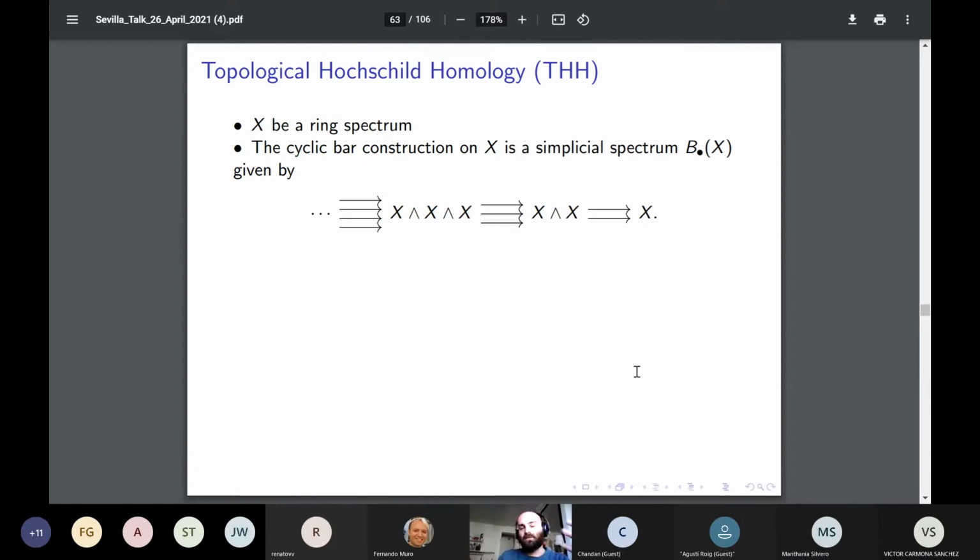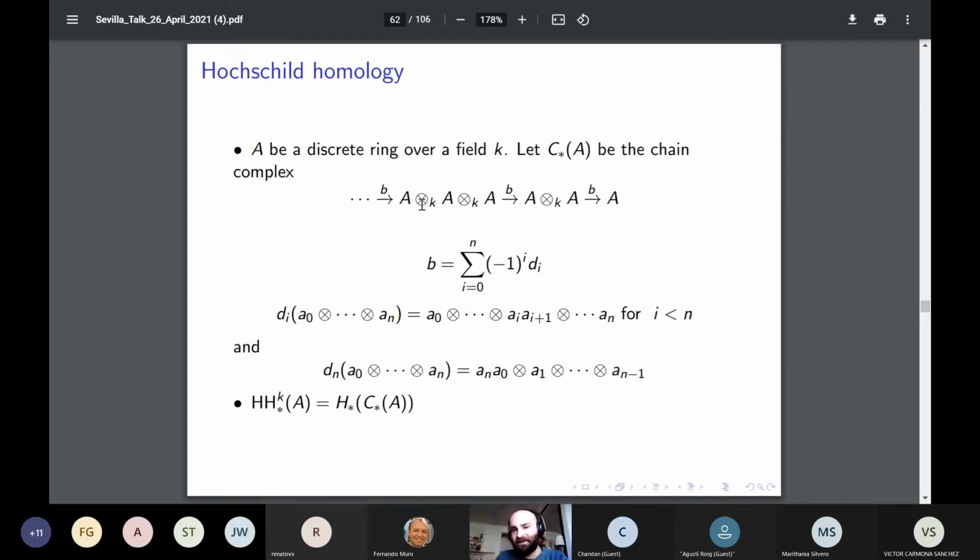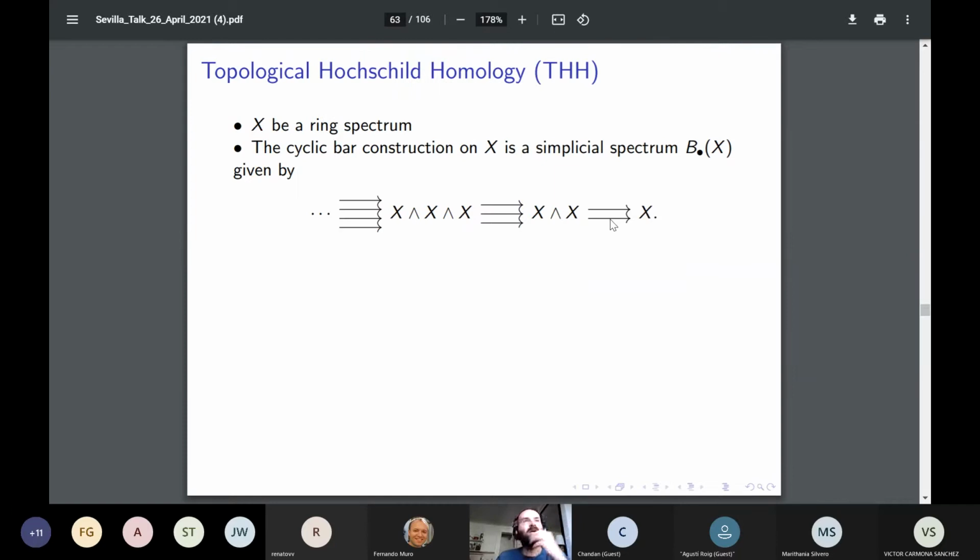Now to make the topological version of Hochschild homology, again, one applies the same idea. Just take the previous definition, start with the ring spectrum and replace all the occurrences of this tensor product with smash products. That's the first thing you do. But in this case, instead of having a chain complex, we need to consider what's called simplicial spectra.